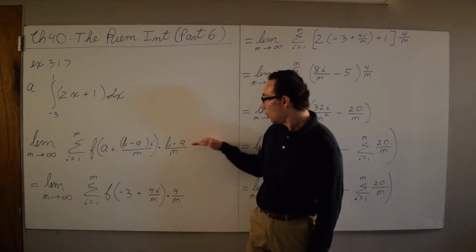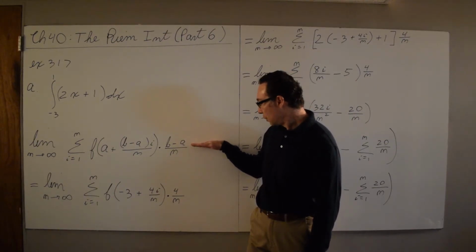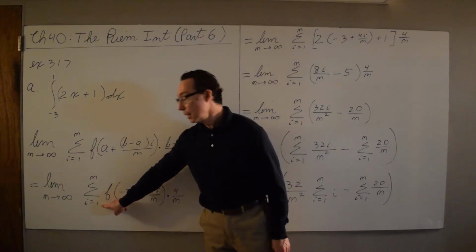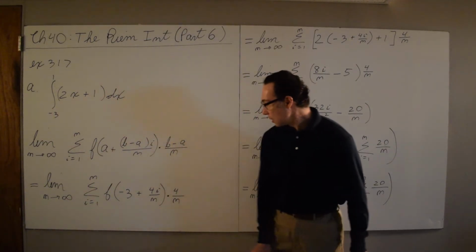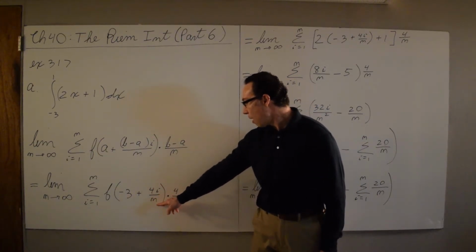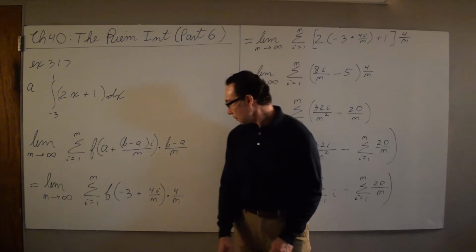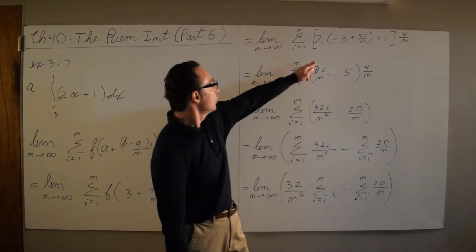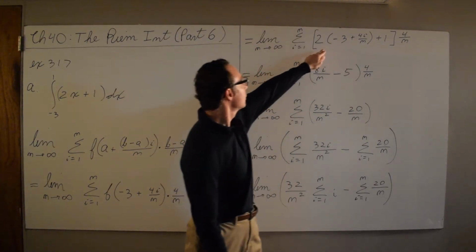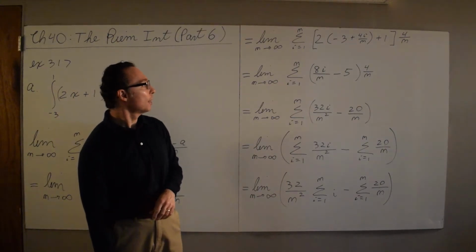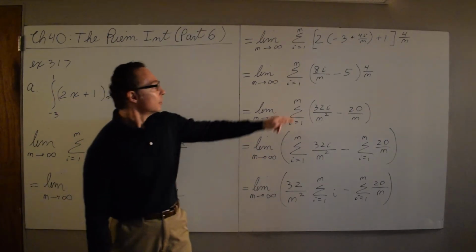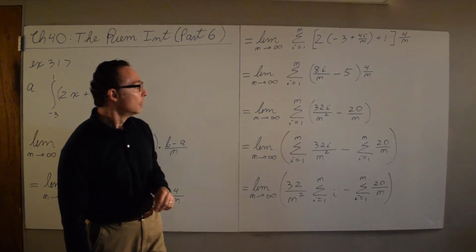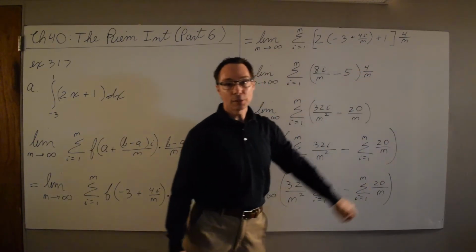This is one of the reasons we want to use this definition: now we can use our summation formulas, what we know about summing and what we know about limits. So now we just have a limit of things defined in terms of i and n. So f of -3 plus 4i divided by n, we substitute that into our function. This is our x sub i star. So we substitute -3 plus 4i divided by n into our function, 2 times x plus 1, and then b minus a divided by n, so we have 4 divided by n.